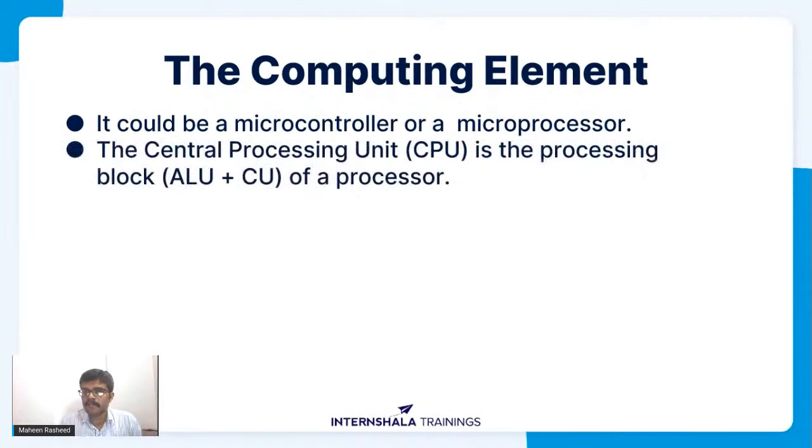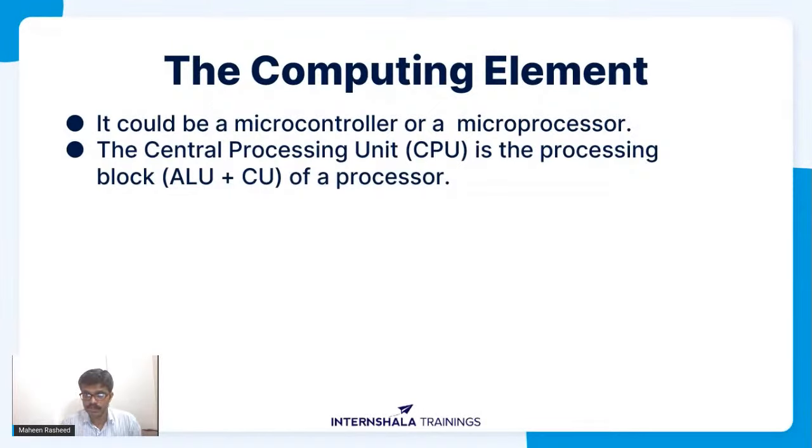Now, the central processing unit is a fundamental block of this computing element. The central processing unit, or CPU, is the fundamental element that does the processing in an embedded system. The CPU is actually made up of the ALU and the CU. ALU is the arithmetic and logic unit, whereas CU is the control unit.